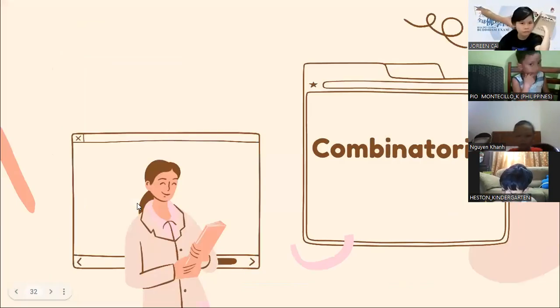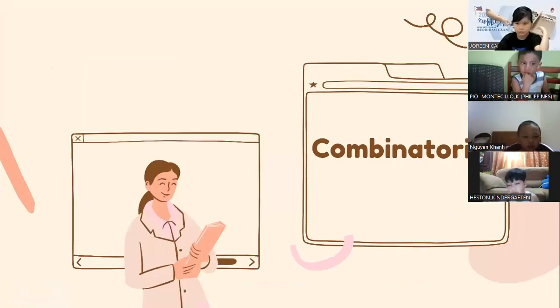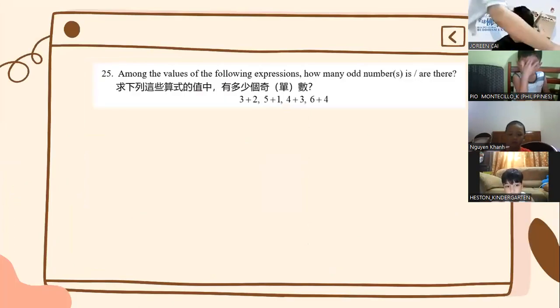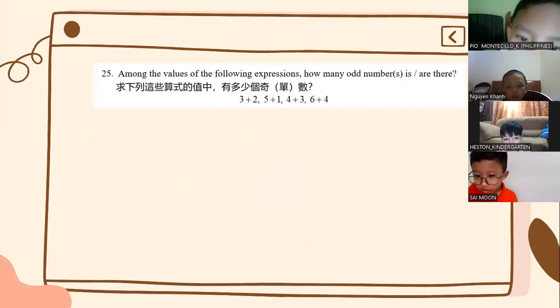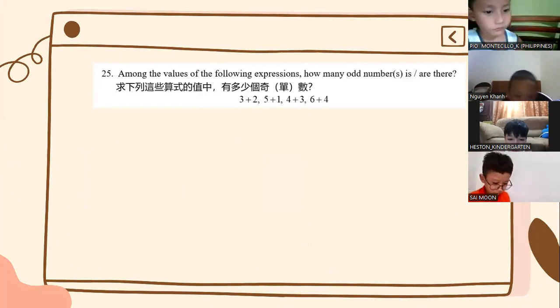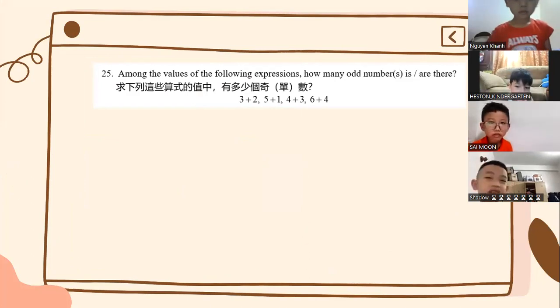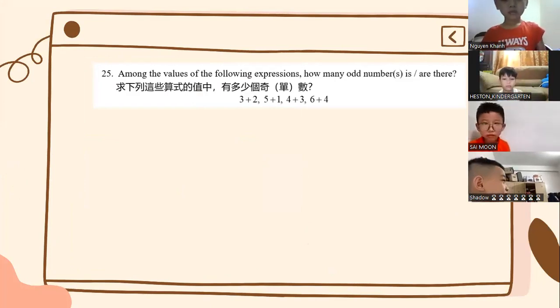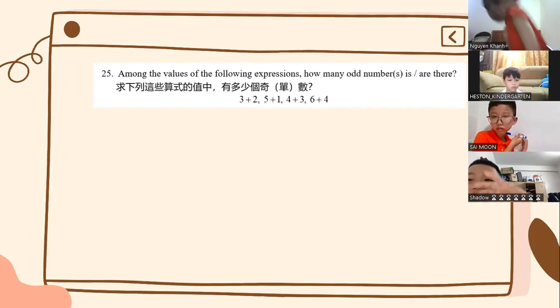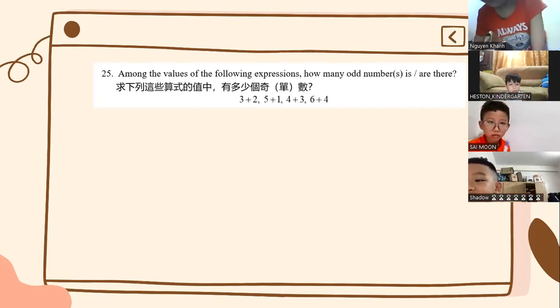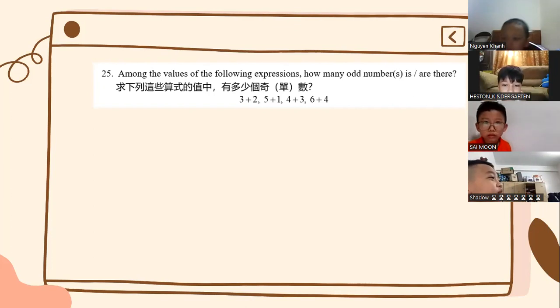Okay, how about question number 25? What is your answer for this? We are in the last subtopic or subcategory, which is combinatorics. This one is one of the hardest topics, so you have to pay attention. Of the following expressions, how many are odd numbers? Okay, let's have a short review. What kind of number is an odd number? How can you say that a number is an odd number again? Not divisible by 2. Very good. That is your odd number. It's always going to have a remainder if you divide it by 2. Okay, that's very good.